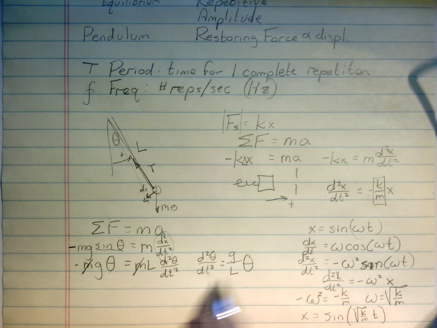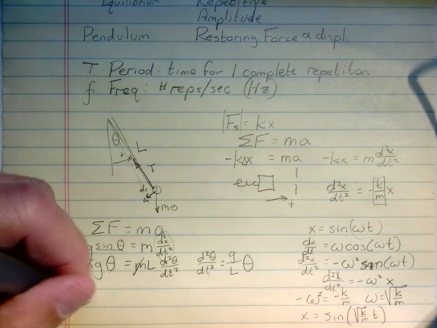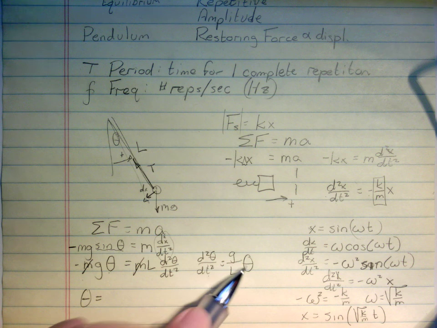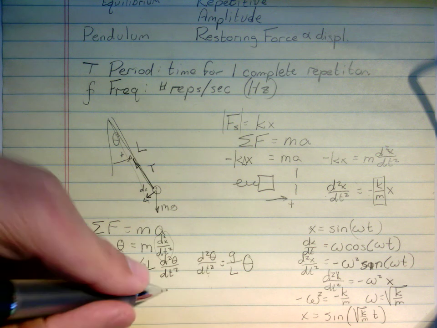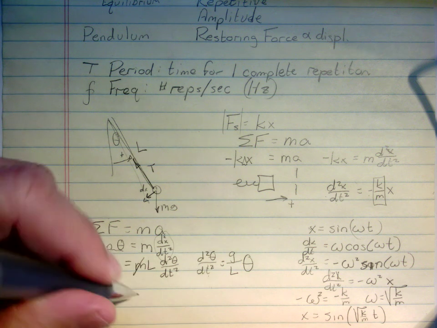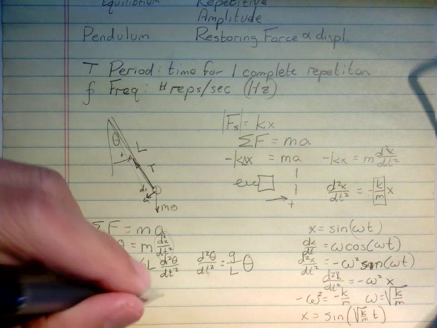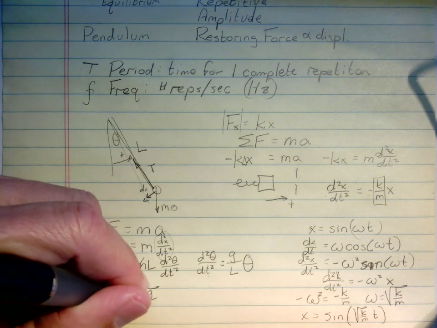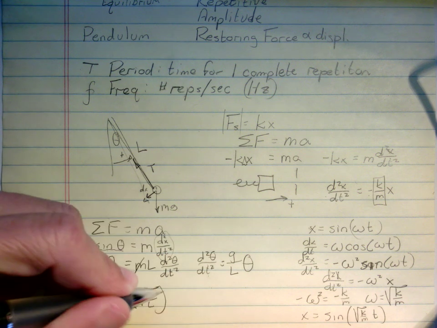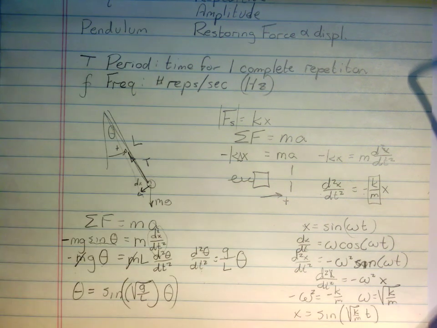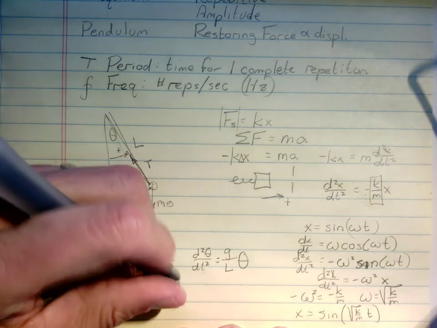Okay, and I'm just going to do the exact same thing I did over there. Understanding that this is going to be a sine function, I can make theta equal sine of omega t, where omega is now the square root of g over L. Just doing the same thing I did. Oh, I should have put the parentheses, another one. Got it wrong, sorry. t.